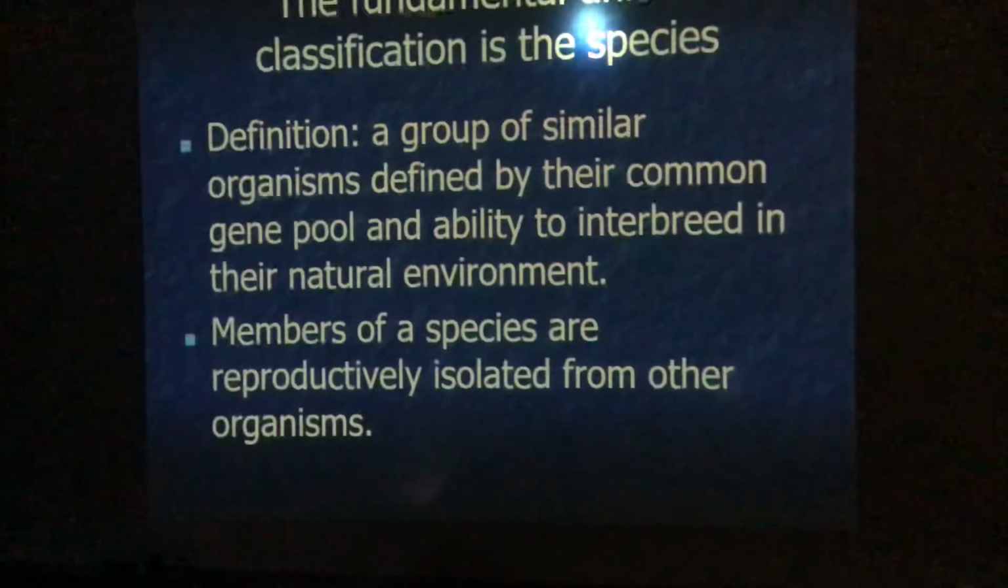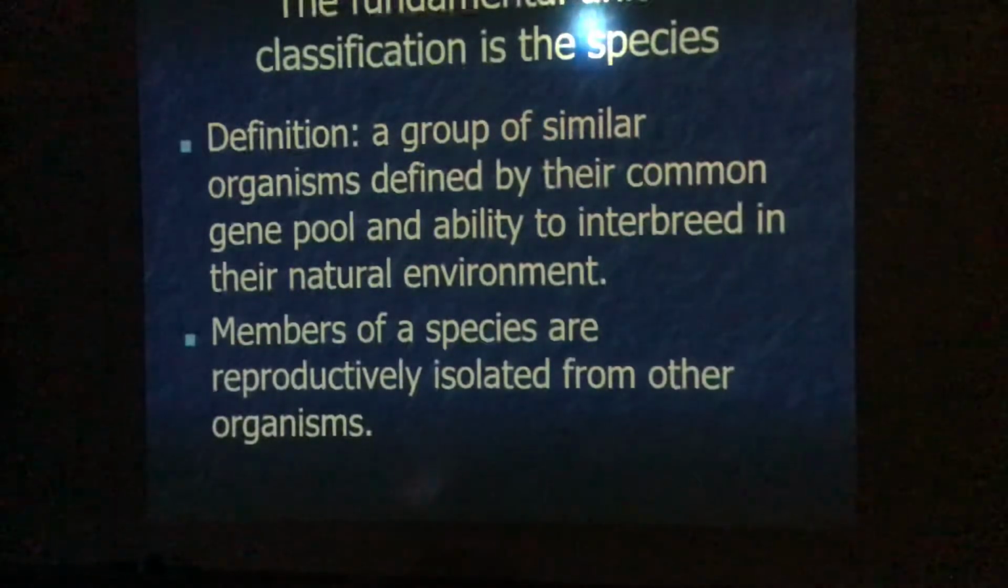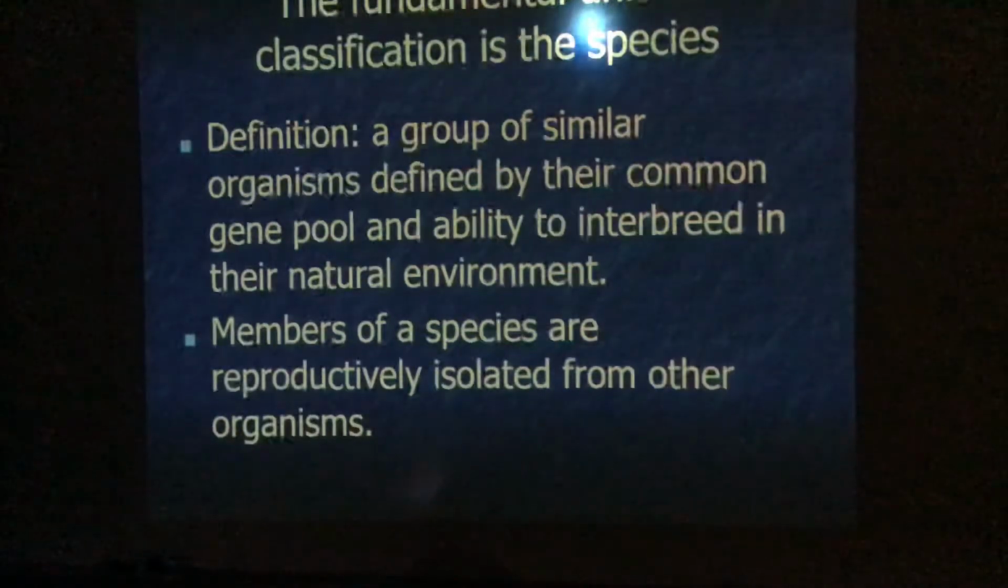So basically, a species is a group of similar organisms defined by a common gene pool. Gene pool meaning ability to survive and reproduce together, and the ability to interbreed, like it says there, in the natural environment. Members of a species are reproductively isolated from other organisms. What it means by reproductively isolated, we're not thinking they're in a cage. It could be the mountain range. It can be the temperature, it can be the island, it can be the forest, it can be whatever they call home that has everything they need for fitness, okay?